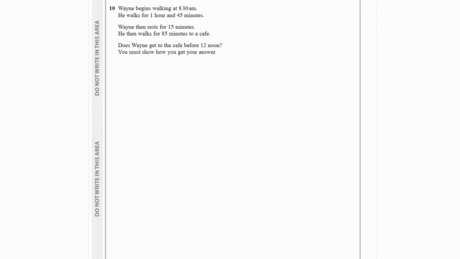So first in this question, we are told that Wayne walks for 1 hour and 45 minutes, and then he rests for 15 minutes. If we add these 2 times, that gives us 2 hours. We're then told he walks for 85 minutes, and if we partition the 85 minutes into hours and minutes, we will see that this gives us 60 minutes, which is 1 full hour.